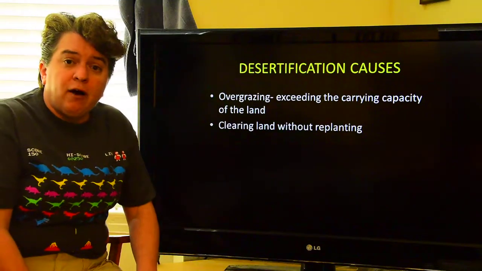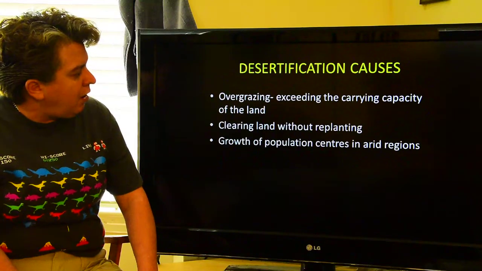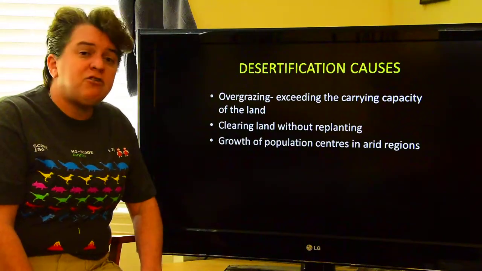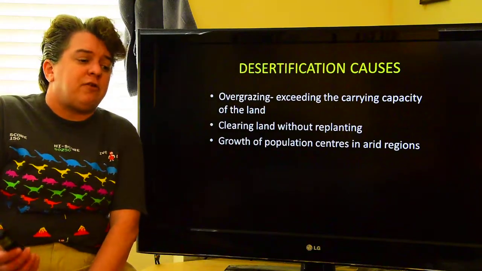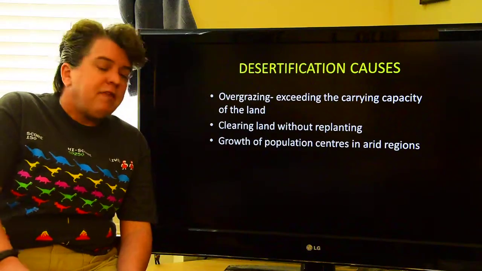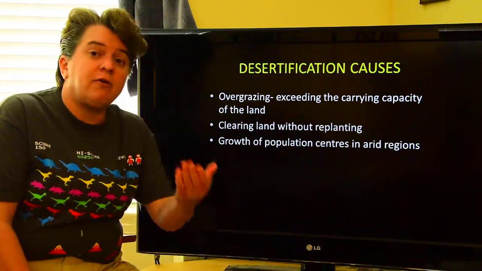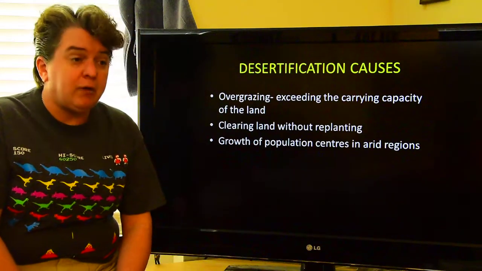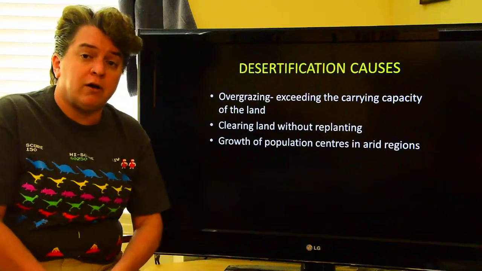Clearing the land without replanting is sometimes done. Or the growth of population centers in arid regions. When you have population centers in arid regions, those people living in those cities, they need water. And where do they get the water from? Usually groundwater. They get it from underground. And using all of that groundwater lowers the water table.